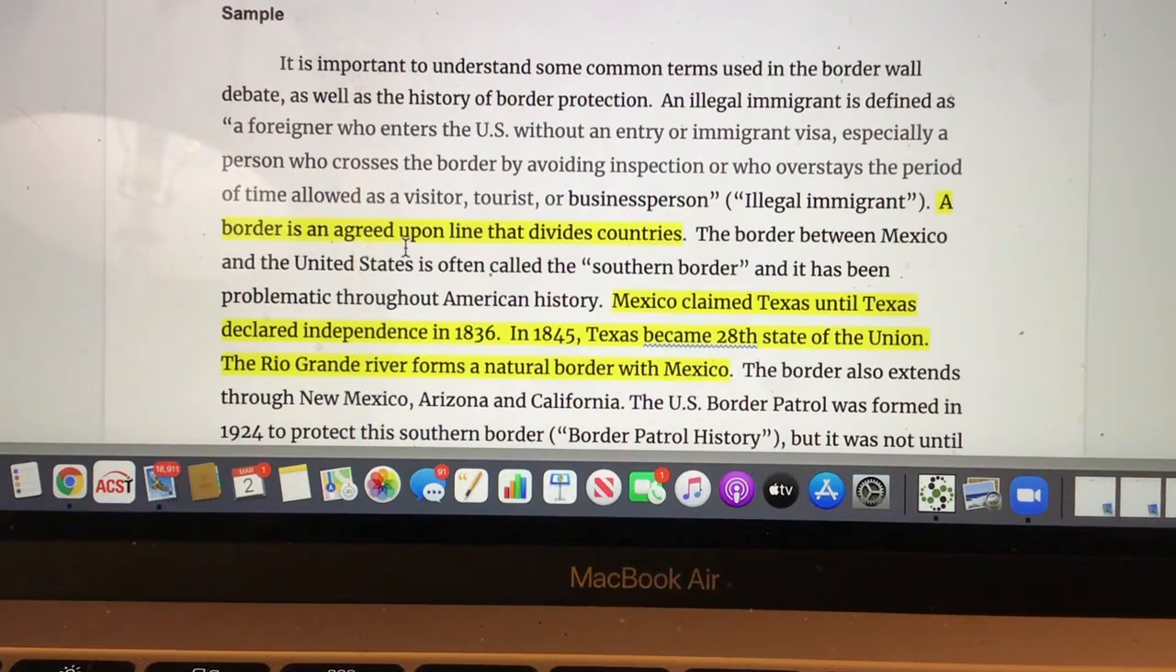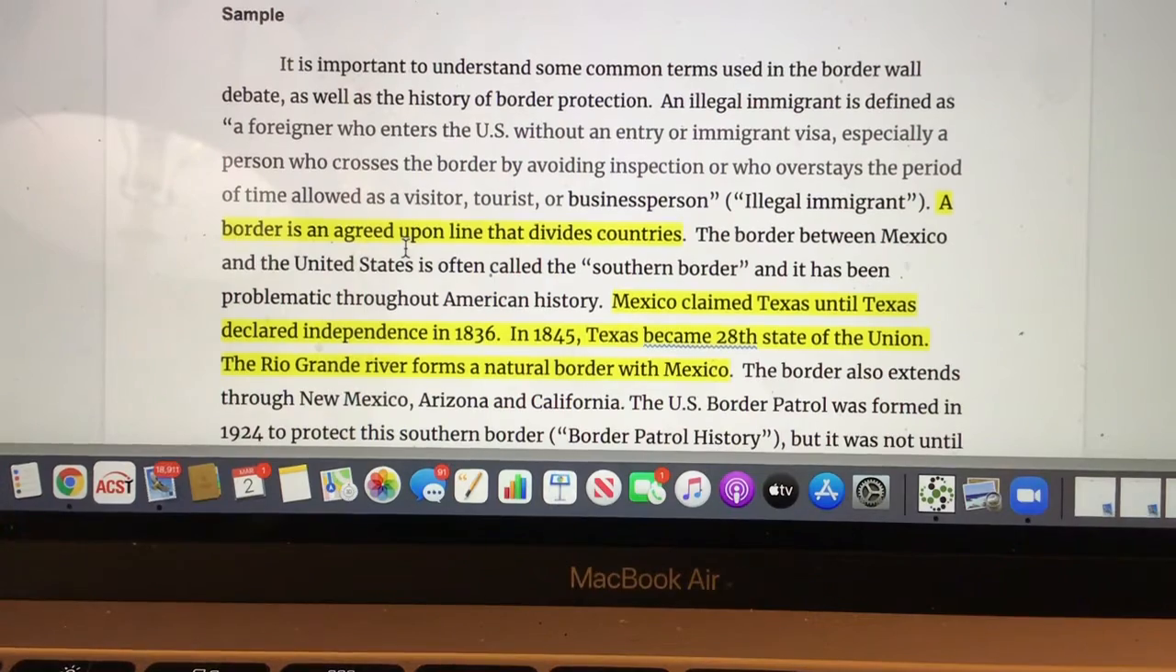So notice my topic sentence at the beginning. It's important to understand some common terms used in the border wall debate, as well as the history of border protection. An illegal immigrant is defined as a foreigner who enters the U.S. without an entry or immigrant visa, especially a person who crosses the border by avoiding inspection or who overstays the period of time allowed as a visitor, tourist, or business person.